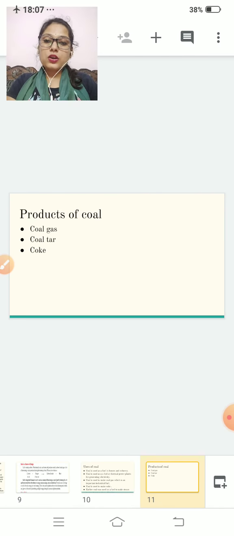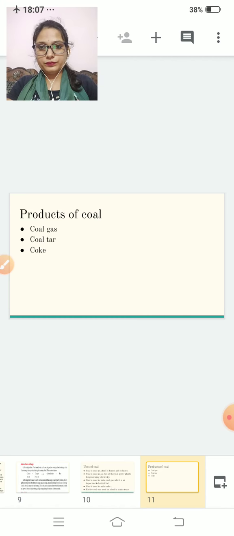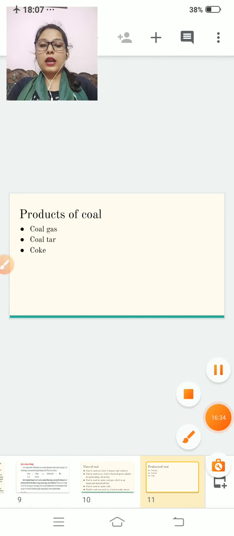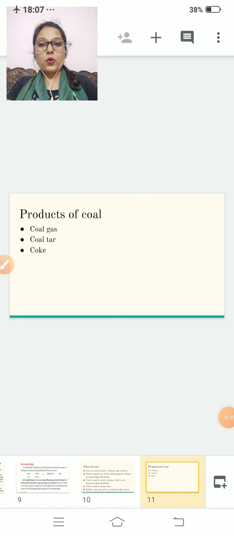Now the products of coal: coal gas, coal tar and coke. These are all the products of coal.